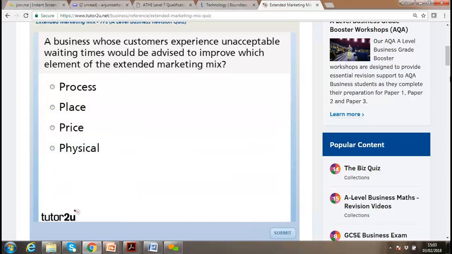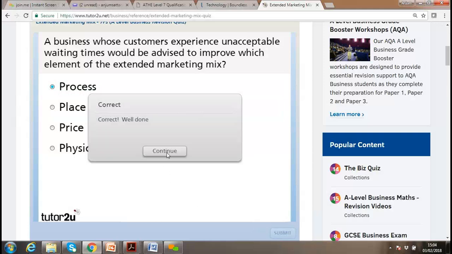A business whose customer experience has unacceptable waiting time would be advised to improve which element of the extended marketing mix? Unacceptable waiting time. They have to improve processes, or place, or price, or physical. The processes. Well done, Umar. Correct. Good.